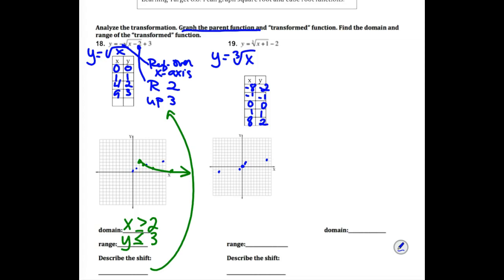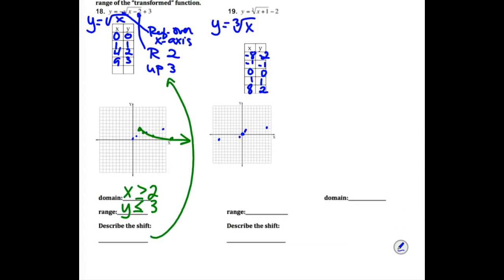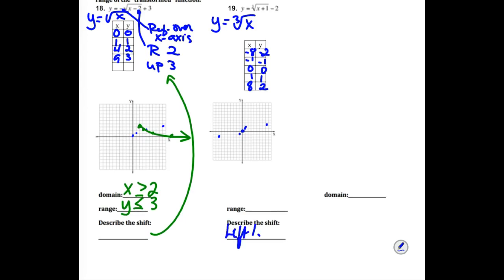All right. What kind of transformations have we done to this one? Left 1 and down 2. Okay. So can I take all of those dots and move them left 1 and down 2? So I still have that same kind of twist. It's just down a little bit. Okay. Domain and range for this one. For both? All reals? Okay.